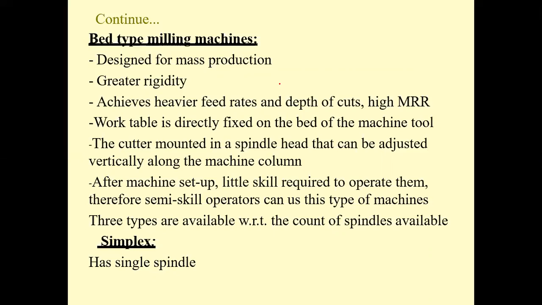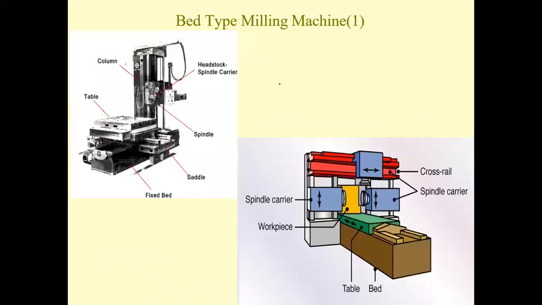If the workpiece is a little bigger, then it's difficult to machine on this. Then we go for another kind of milling machine. One type is the bed type milling machine. This bed type milling machine is designed for mass production. This is a typical bed type milling machine, in which a very long column is there.